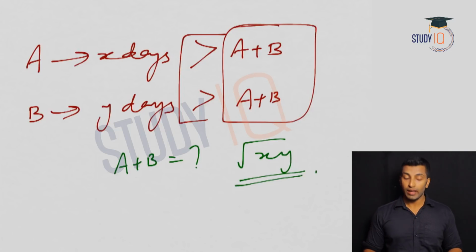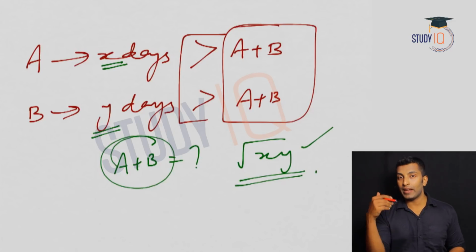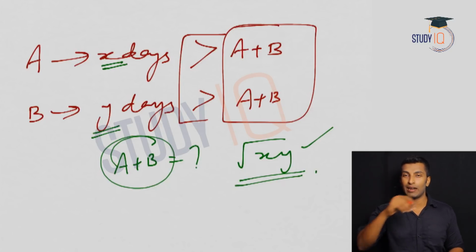root xy. Okay, so what is the idea? A takes x days more than A plus B, B takes y days more. The moment you see this, A plus B will be root xy. It can be a direct question in some of the ECS papers. It can be a part of the question. I'll give you an example. I'll take a tough question with which you can understand all the problems that we have solved till now, including this. I hope you understood this completely.